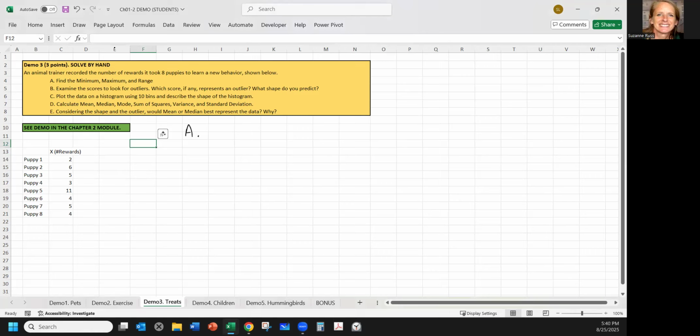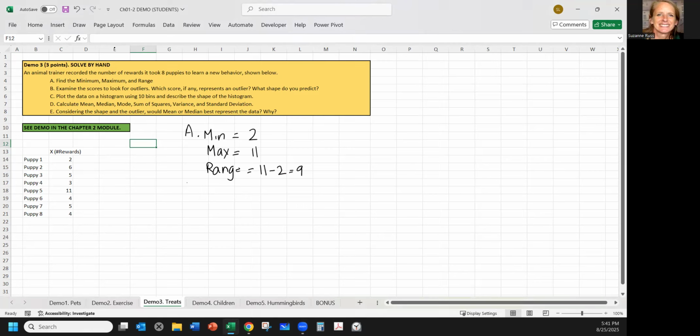So we'll start with A: minimum, maximum, and range. We'll just eyeball it to get these data. The minimum, or the lowest number of treats, was 2. The maximum number of treats I can see is 11. And the range is 11 minus 2, which equals 9.